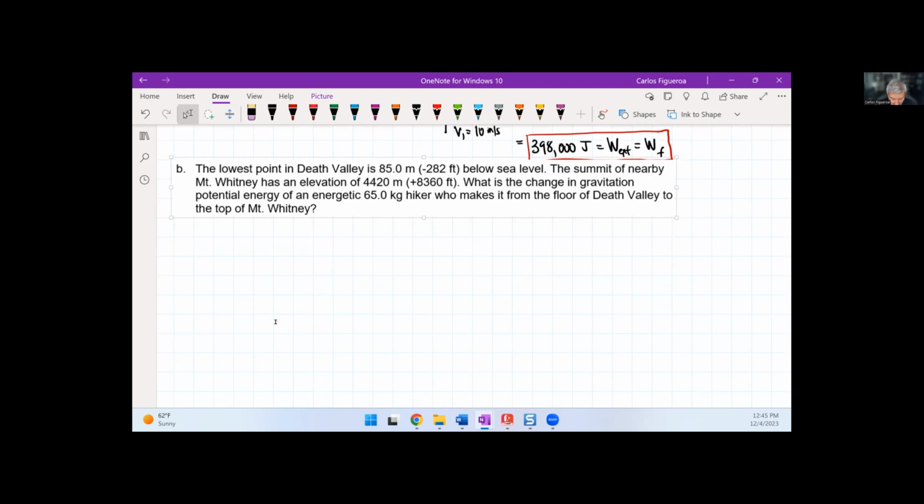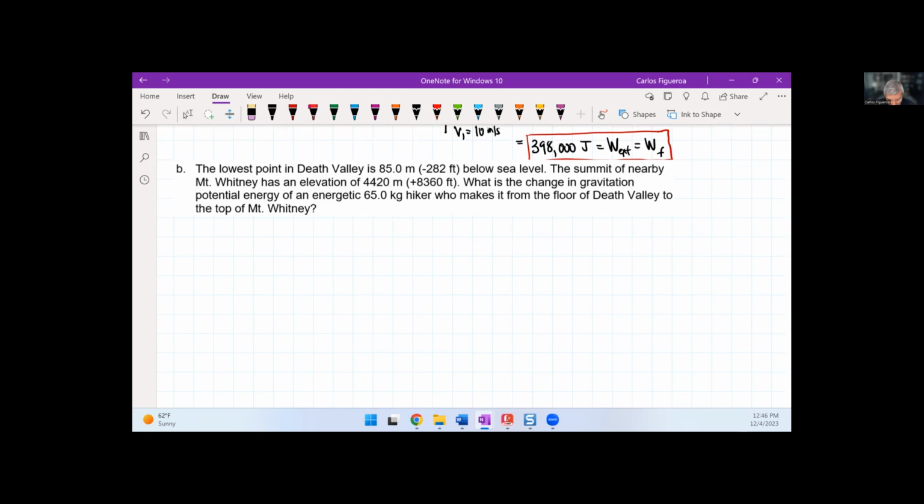It says that the lowest point in Death Valley is 85 meters, or negative, it should be negative 85 meters. That's a typo. Or that's negative 282 feet. So again, that's a mistake. This should have a minus sign right there, because it's below, or you could say it's 85 meters below sea level. I guess I don't have to put a sign if I clarify that it's below sea level.